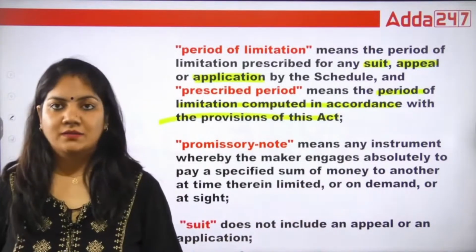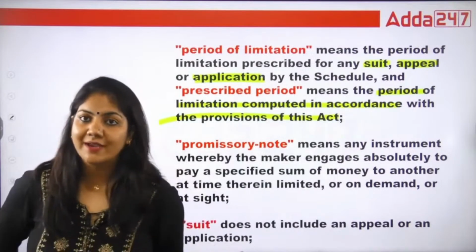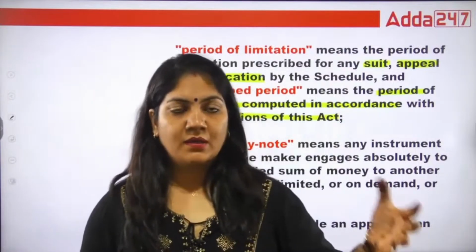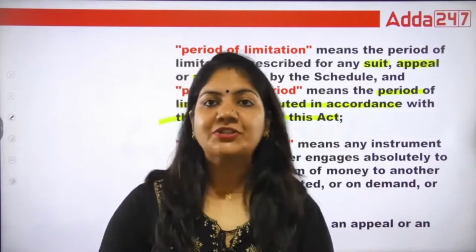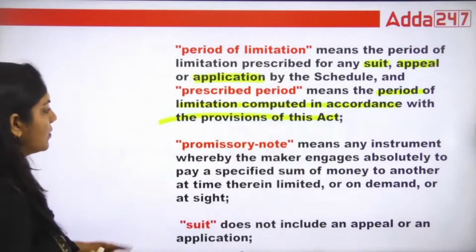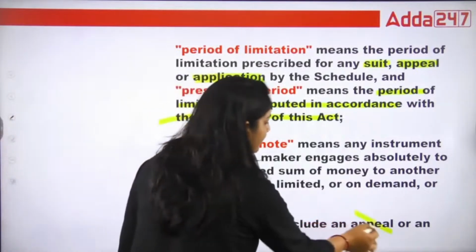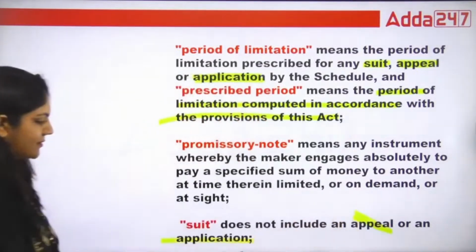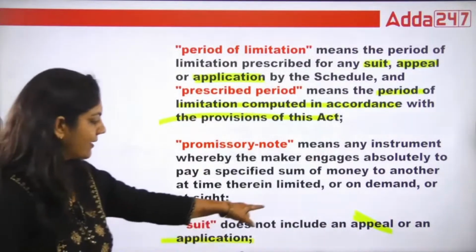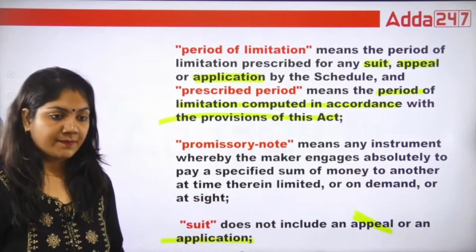Suppose, when we were reading the Limitation Act in the paid class, for all the acts the limitation is there, so we have to follow the limitation. Okay, now what is promissory note? First of all, suit means that it does not include appeal and application, that is called suit. That does not include appeal and application because these are different terms and suit is different.